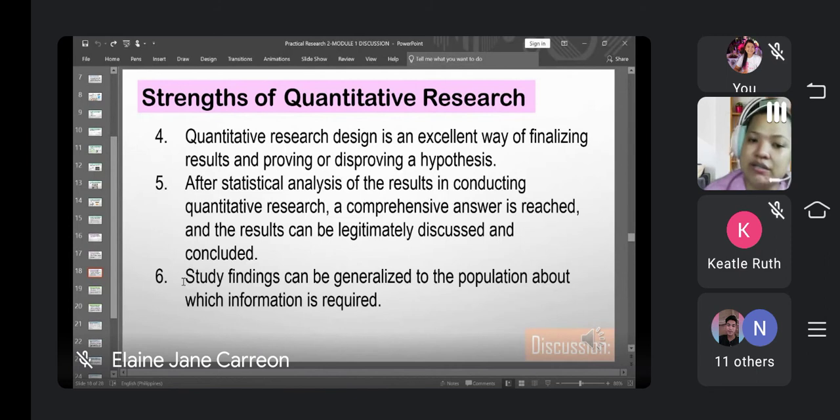Next, study findings will be generalized to the population about which information is required. So, ibig sabihin nito, diba sample ang ginamit natin, pero pwede natin sabihin or i-generalize na yung result natin sa sample, pwedeng yun din ang representation ng buong population. Okay?